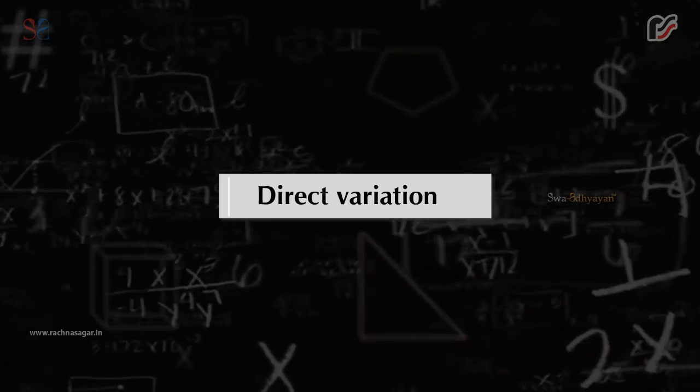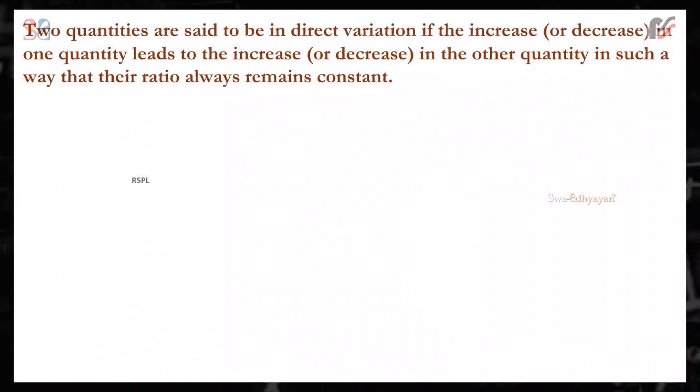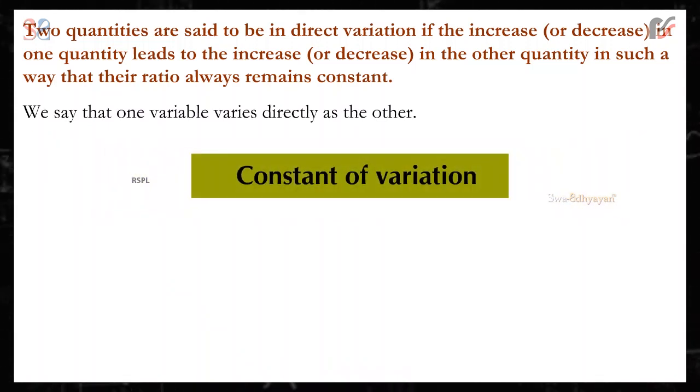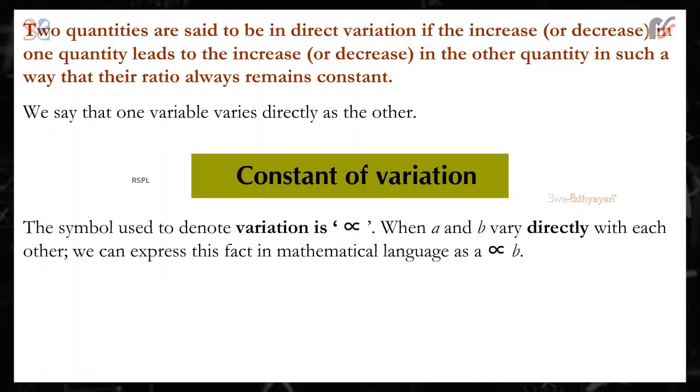Direct variation. Two quantities are said to be in direct variation if the increase or decrease in one quantity leads to the increase or decrease in the other quantity in such a way that their ratio always remains constant. We say that one variable varies directly as the other. Constant of variation. The symbol used to denote variation is proportional.